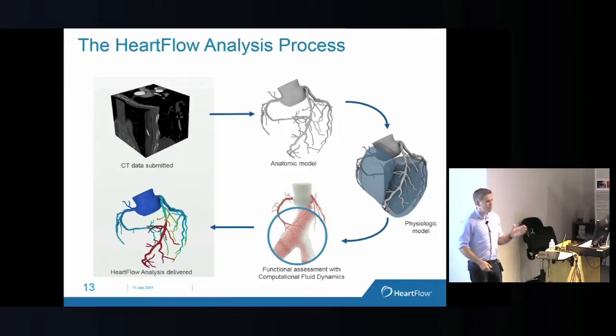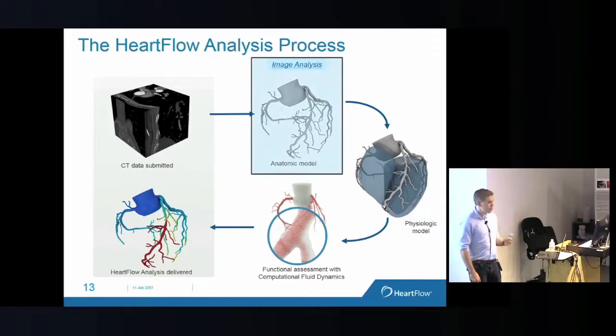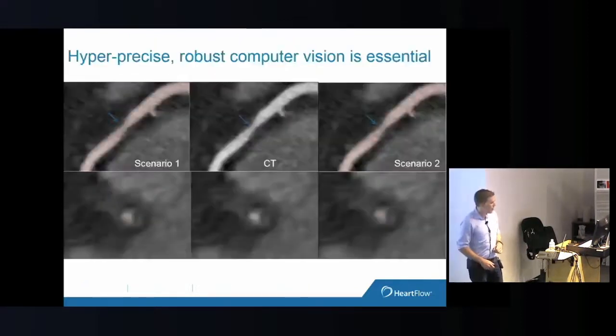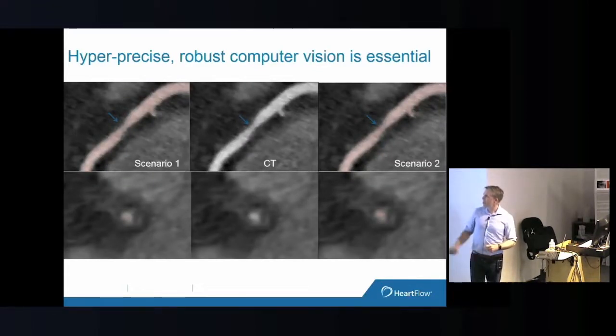So I'm going to go through these different stages and talk a little bit more about the technology and some of the challenges that we face. The first challenge is really on the image analysis, creating this 3D model from the patient CT scan. Just to give you an idea of what that looks like and why it's so challenging, here's a CT image. Here's a patient that has a stenosis, a blockage. These are two different segmentations that could be created from this image.